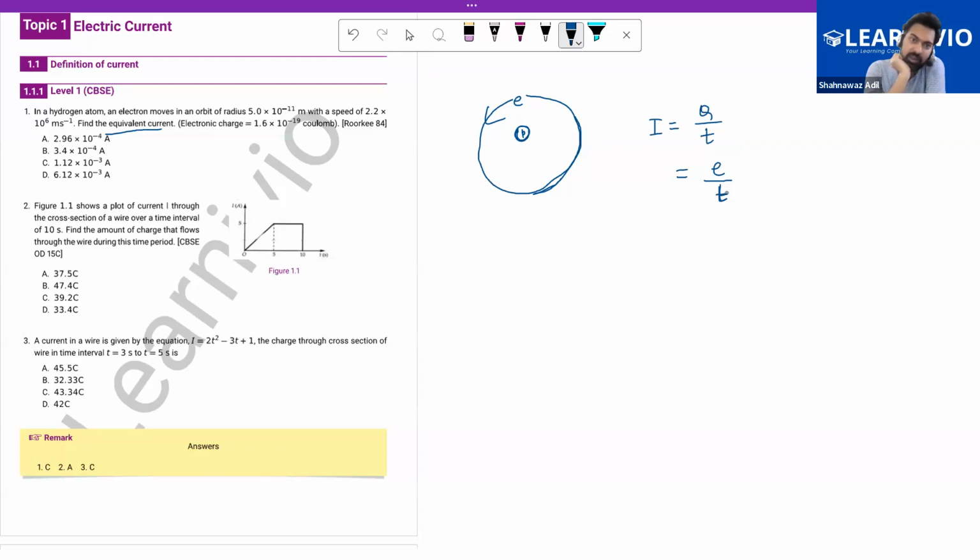And luckily, what do we have? We have this circular motion. We know the radius, and we know the speed. So what is the time related with the distance and speed? What is time?